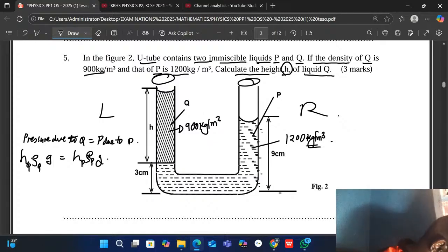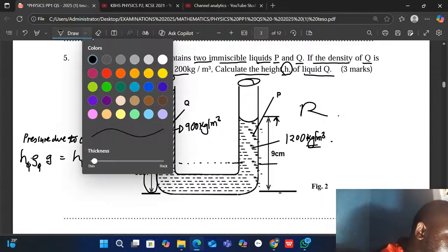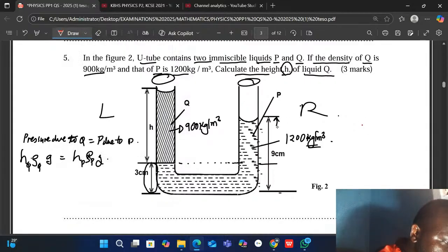So there is something that we are supposed to look at here. You can see we are given a 3 centimeter difference here. So what will be the height column of P? It will be minus 3 centimeters. So from here, let me use a different shade. From this part up to this one, we are expected to have 9 minus 3, which is supposed to be 6 centimeters, like that.